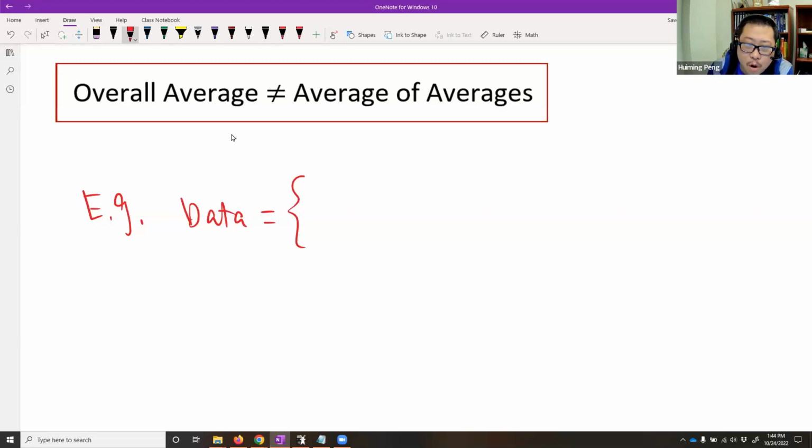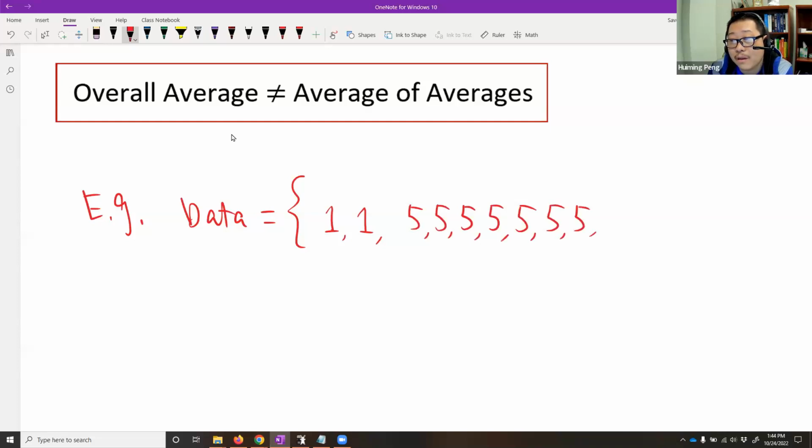Let me make it small, make it this one. But look at 5, 5, 5, 5, 4, 5, 6, 7, 8. Okay, I look at them. So these are my data. I have these numbers. How to find the average?